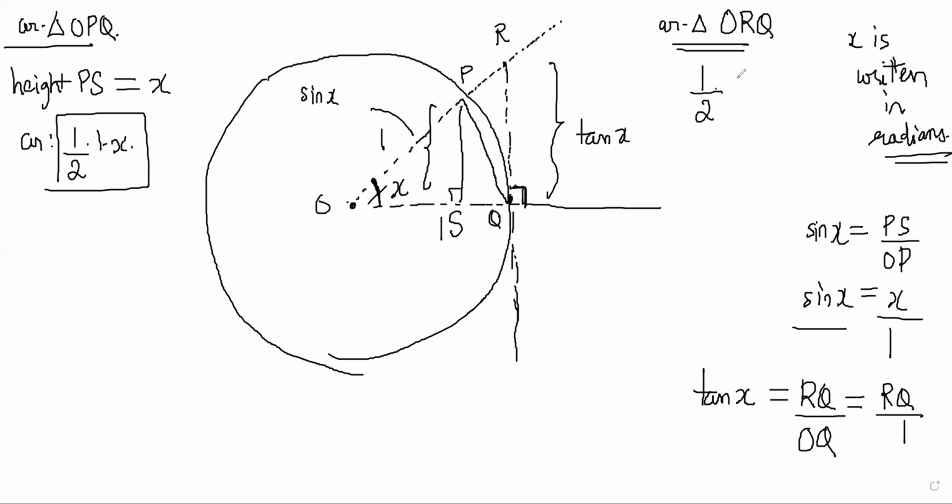Half into base is OQ and RQ is tan x, right? So, okay, here I have made a mistake. PS was sin x, no? What am I doing? PS was sin x, I think, right? Correct. This is not area half into 1 into x, it's half into 1 into sin x, no?